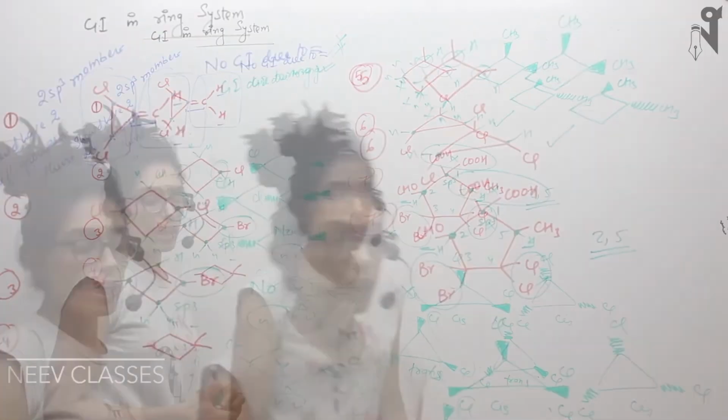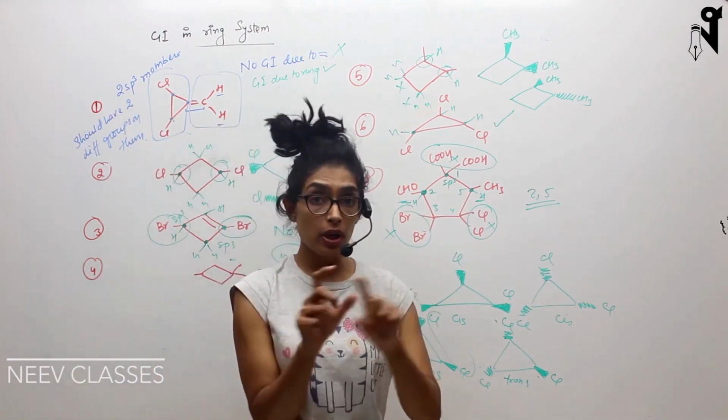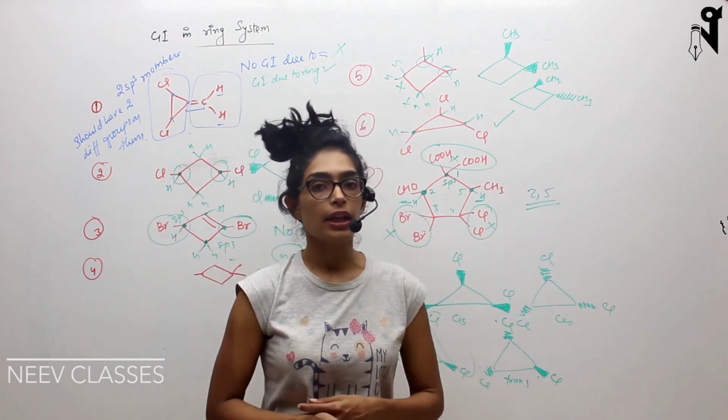Okay, in the next class we will understand GI in a ring with a double bond. So if there is a double bond inside the ring, how that can show GI, that we will understand.